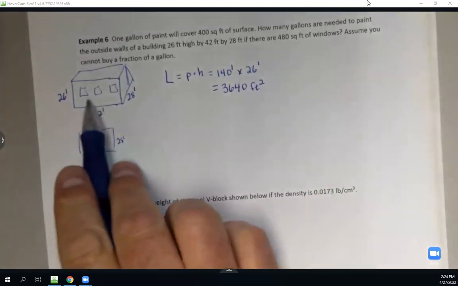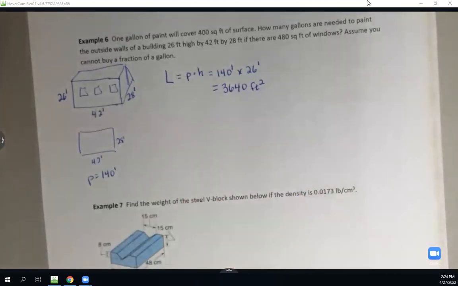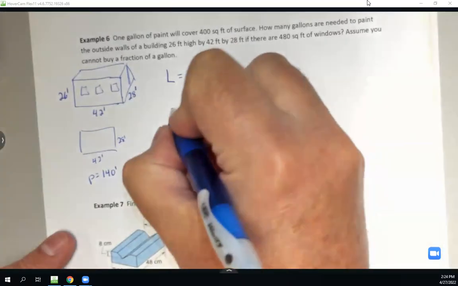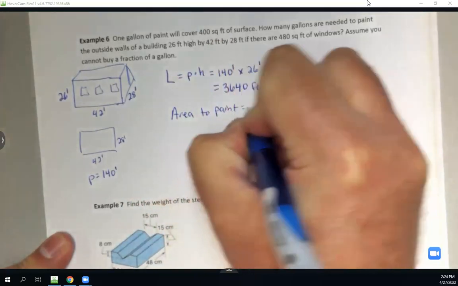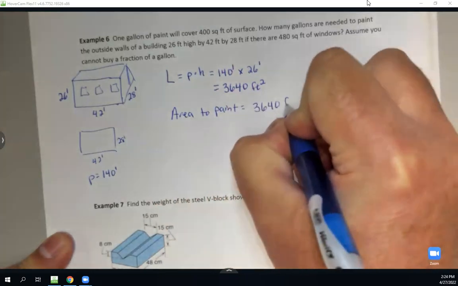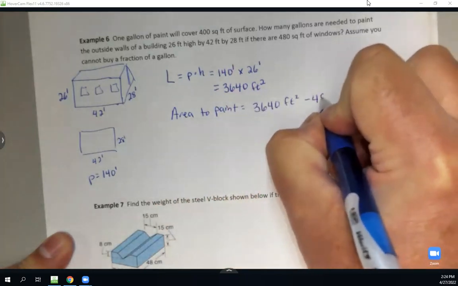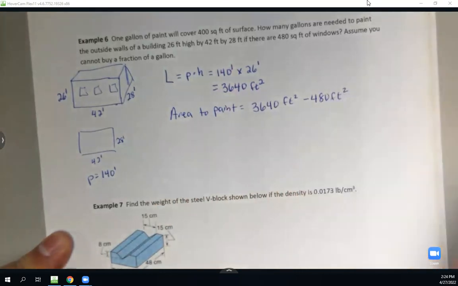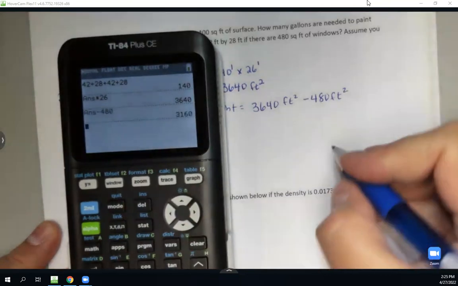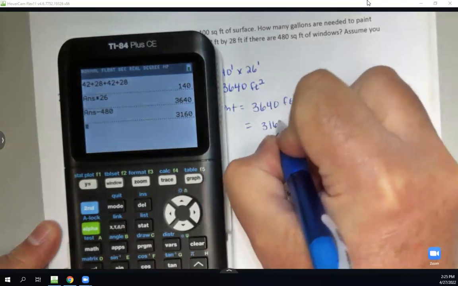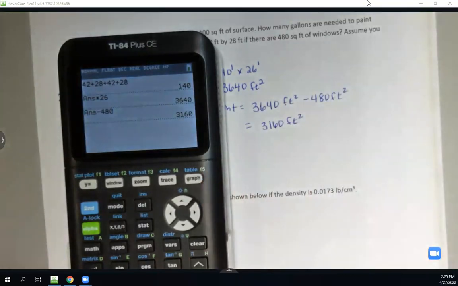Now, again, that's including the windows. But we don't need to paint the windows. So the area that I'm going to paint is going to equal the 3,640 square feet minus the 480 square feet of windows. So that is 3,160 square feet that we need to actually paint. You okay with that? Okay.